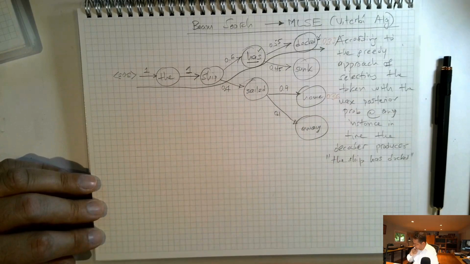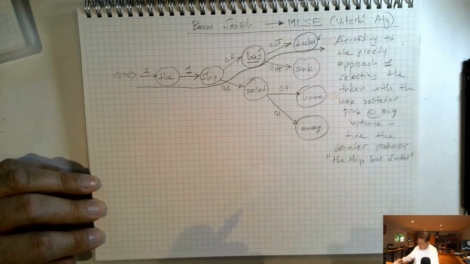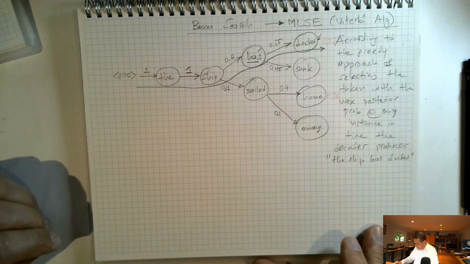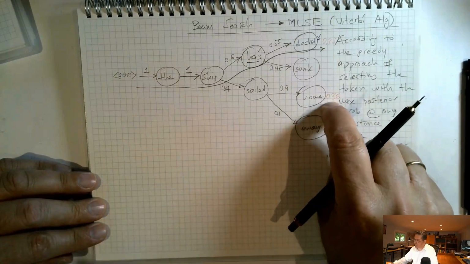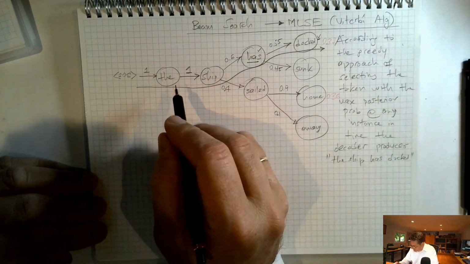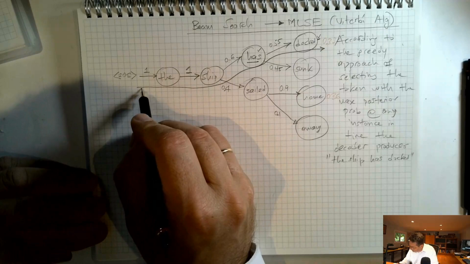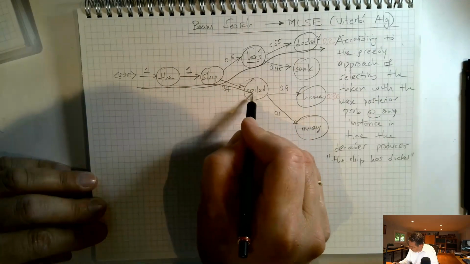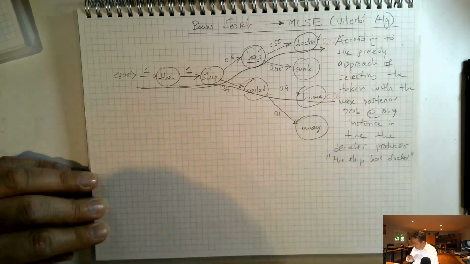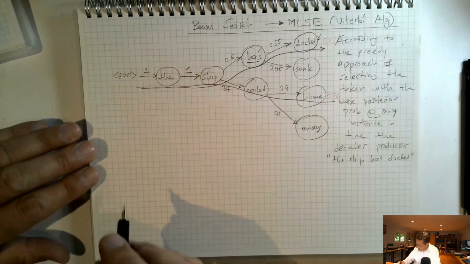So what we need to do now is come up with an algorithm that will allow us to select this path. In fact, this is the most likely path that we have to select. So this is achieved with beam search.